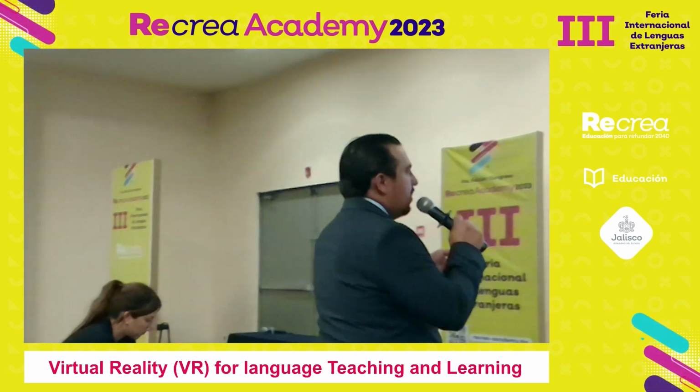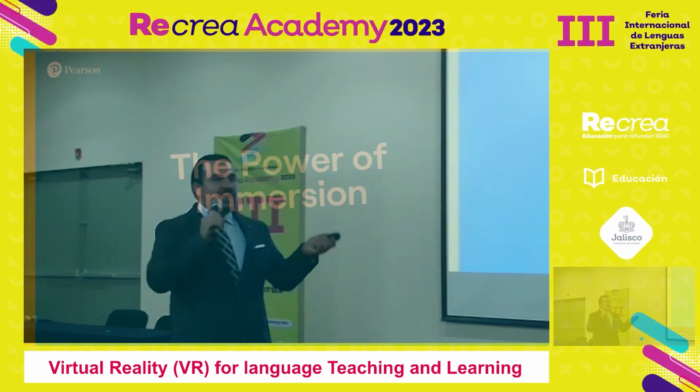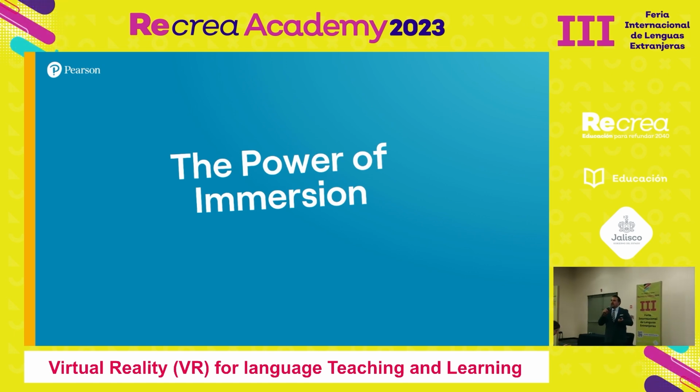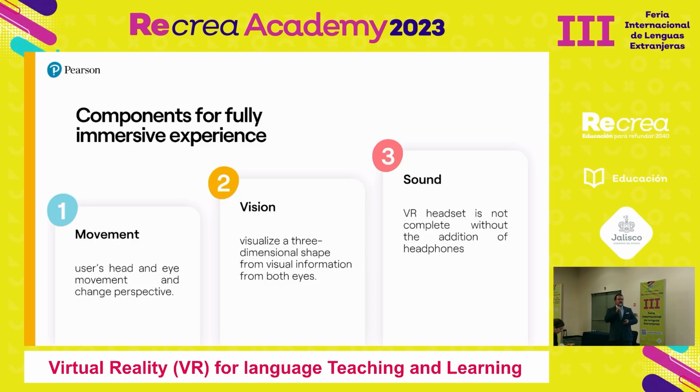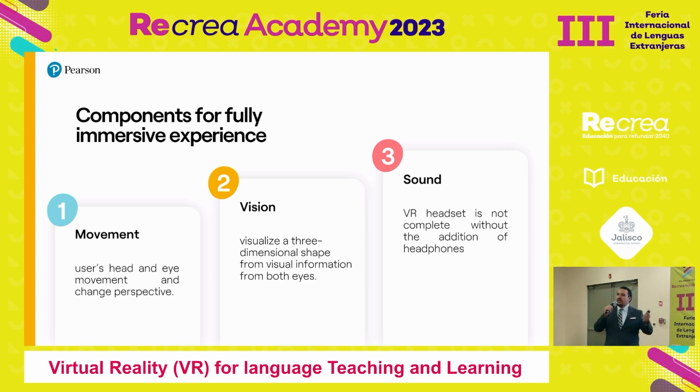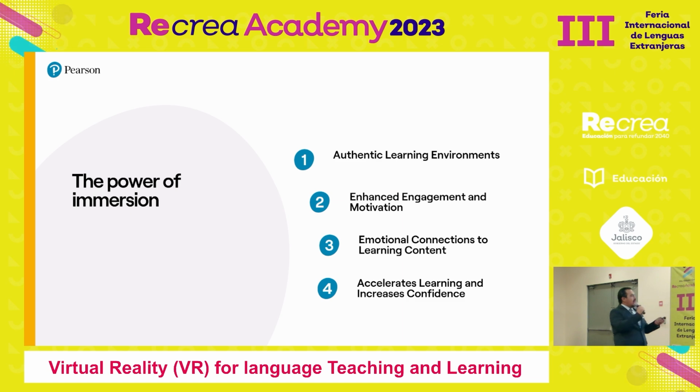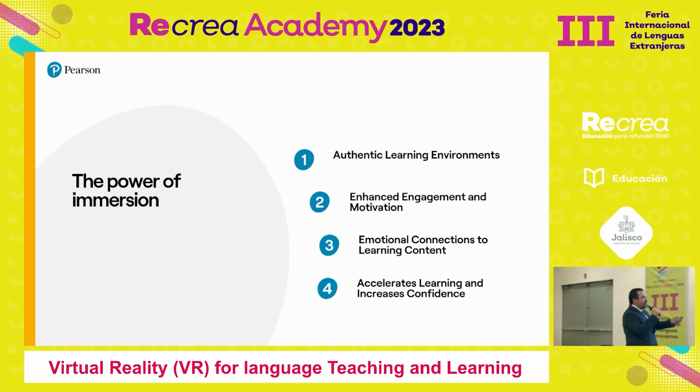However, there is a very important aspect that is called the power of immersion. When we think about immersion in the classroom, probably some of us are going to think about those 3 principles: movement, vision, sound. And that's right, they are connected with the 3 environments for virtual reality. But that's not the only thing we have to consider. We have to consider those 4, which are, as I mentioned before, the things that offer us the benefit in the classroom. First of all, authentic learning.